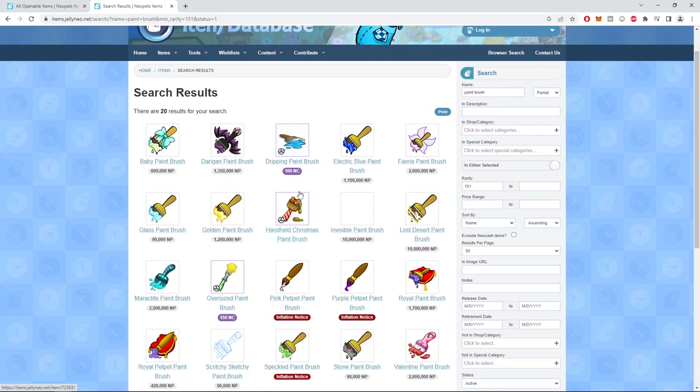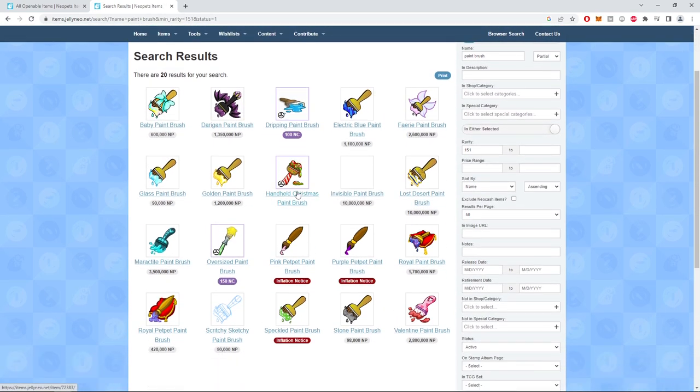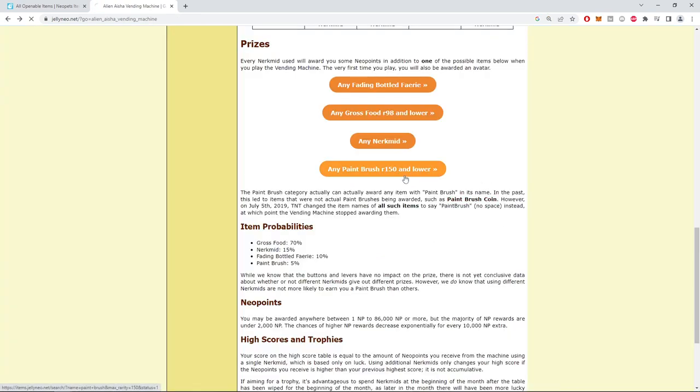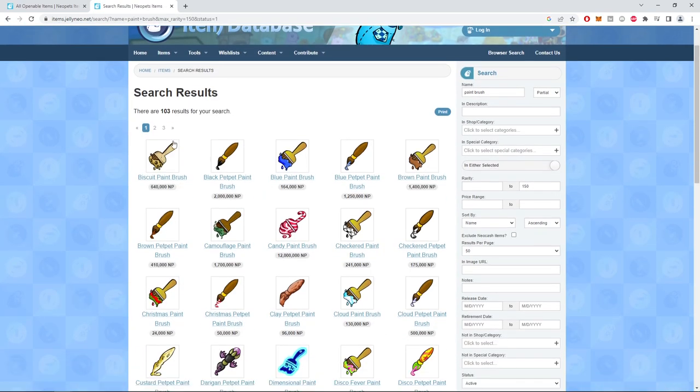5% chance, all right. Just so you're crystal clear, what a Nerk mid doesn't give is super important. You cannot get these paintbrushes from the machine. You can't get a lost desert, you can't get the fairy, and a few of these other pet ones. Not super critical, all right? Obviously, you can get the 150 ones. So there's 103 paintbrushes you can receive here, okay?